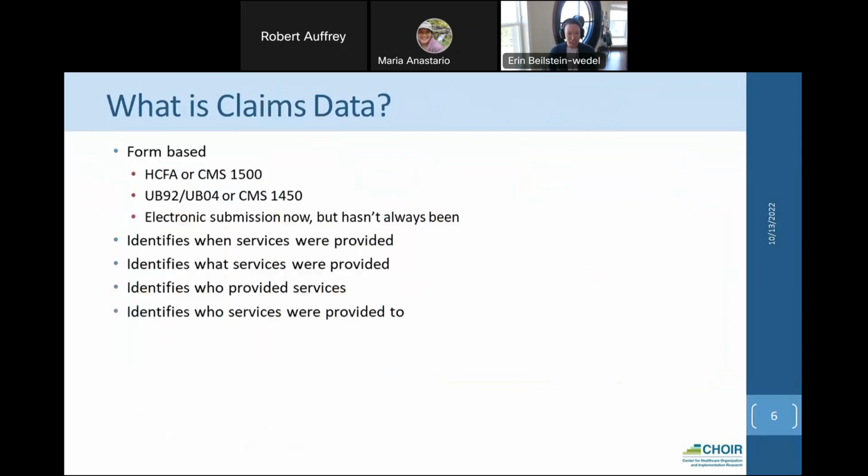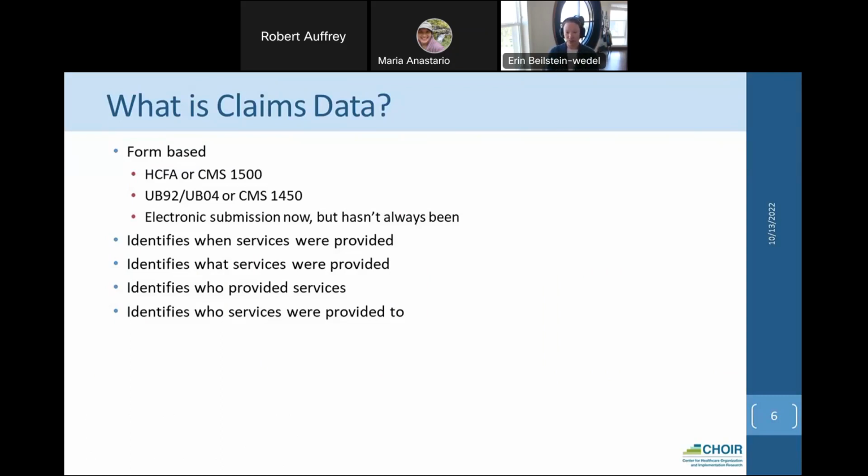So what exactly is claims data? I gave you a general overview earlier, but it's forms based. If you've worked with CMS data, you've worked with data that's very similar to what we have in the VA. It's usually on a HCFA or CMS 1500 for professional claims, or a UB 92 or 04 or CMS 1450 for institutional claims. Those are usually what people think of as inpatient claims, although that's not quite correct. And the submissions are now electronic, which is wonderful, but they haven't always been.